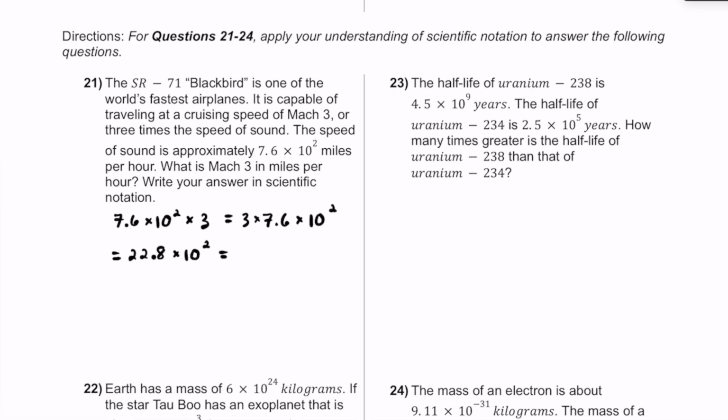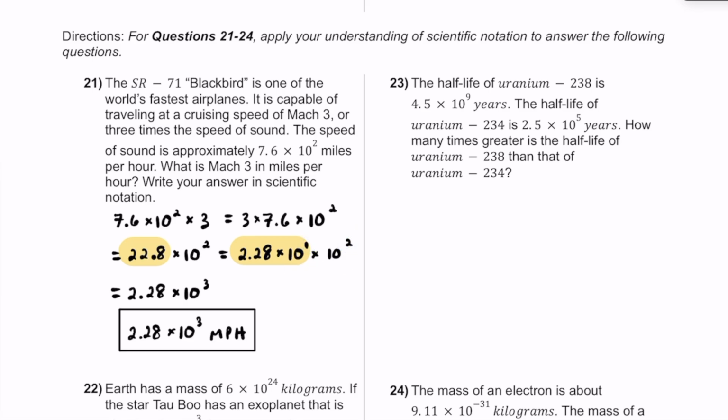But then we can also rearrange this a little bit and say this is going to be 2.28. If we make that value 10 times smaller, we should multiply it by 10 to the first power, then multiply that by 10 to the second power. And so just to be clear here, this 22.8 that we had, we just rewrote it as 2.28 times 10 to the first power, just because we're trying to write this in scientific notation. And then using our product of powers property, we can say this is going to be 2.28 multiplied by 10 to the third power. We just multiply these two powers together and use that shortcut and add those exponents. And so in conclusion, we can say that Mach 3 is going to be 2.28 times 10 to the third power, or 2,280 miles per hour.